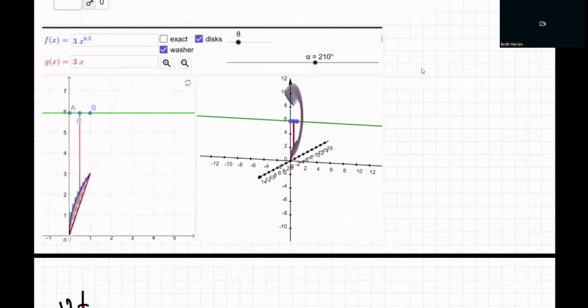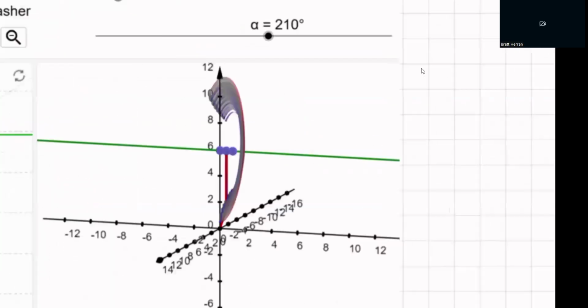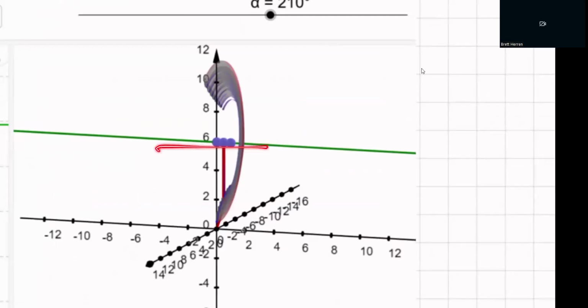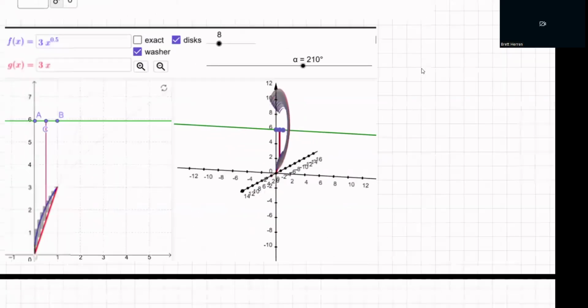Down here, I'm showing it on the 3D calculator thing. Here it is, up at y equals 6. We're going to rotate that up there. Here's what it looks like in 3 dimensions. Y equals 6 line, rotate it. We're going to make this frisbee kind of thing. I'm just showing half the rotation there so you can see the edges of the discs.